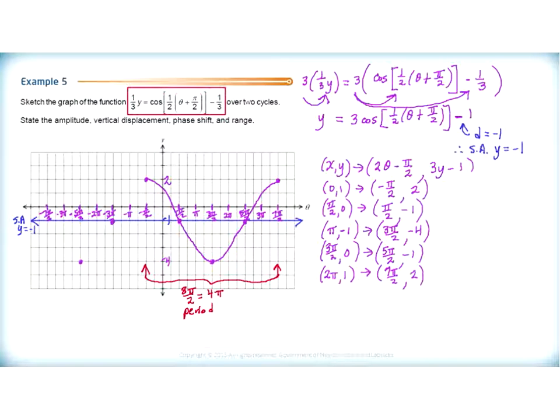will be back at negative 1, negative 4 pi, and then we need another point over here. I will just fit it in if I could. That's at negative 9 pi over 2, and that will be up at a positive 2. So here we have another cycle of this transformed function.